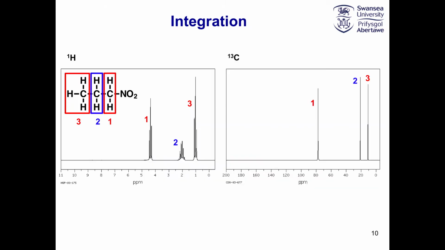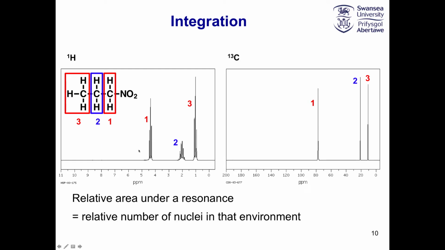Okay, back to the spectrum. The next thing to look at is the integration, the relative area under each resonance. This tells you the relative number of nuclei in each environment. So, you'll find that this peak and this peak have the same area as one another, whereas this one has an area 50% higher, as that environment contains 3 hydrogens, whereas these two contain 2 each.